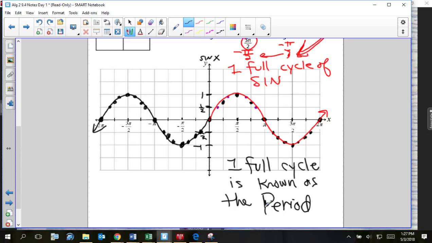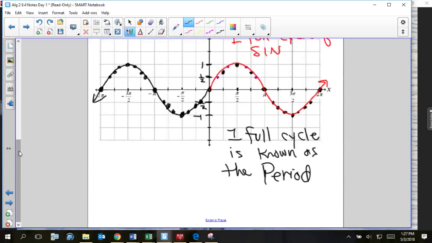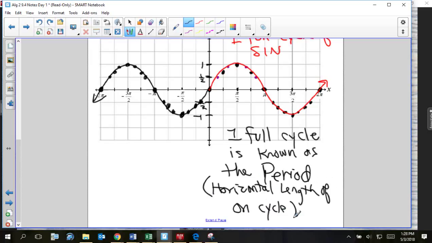So the period is how long from start to finish. The horizontal length from start to finish is known as the period. The horizontal length of one cycle. So that's how long the period is.